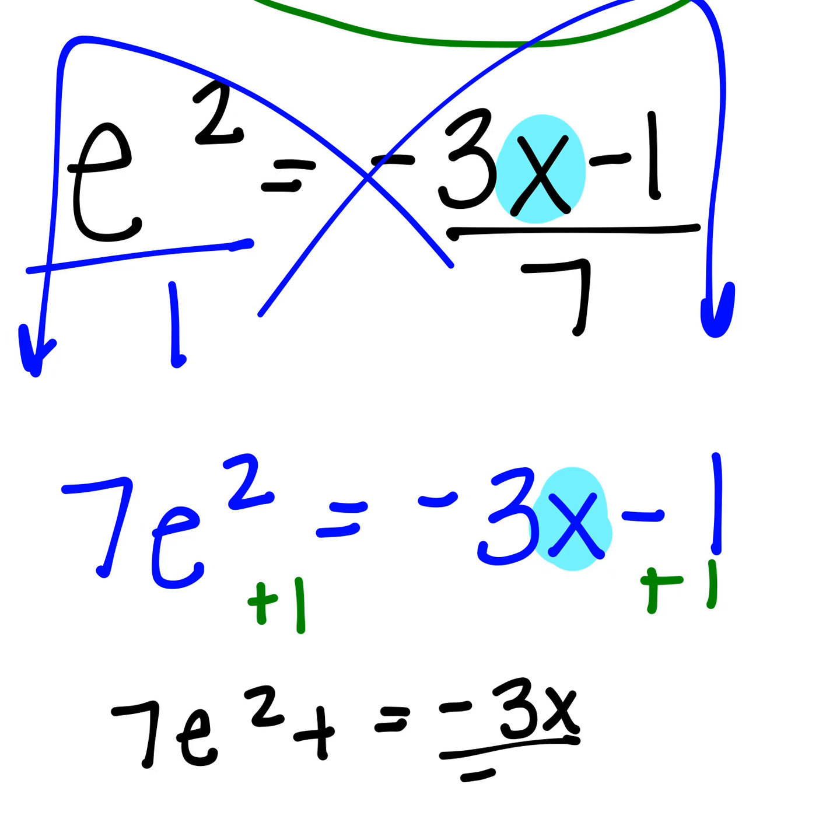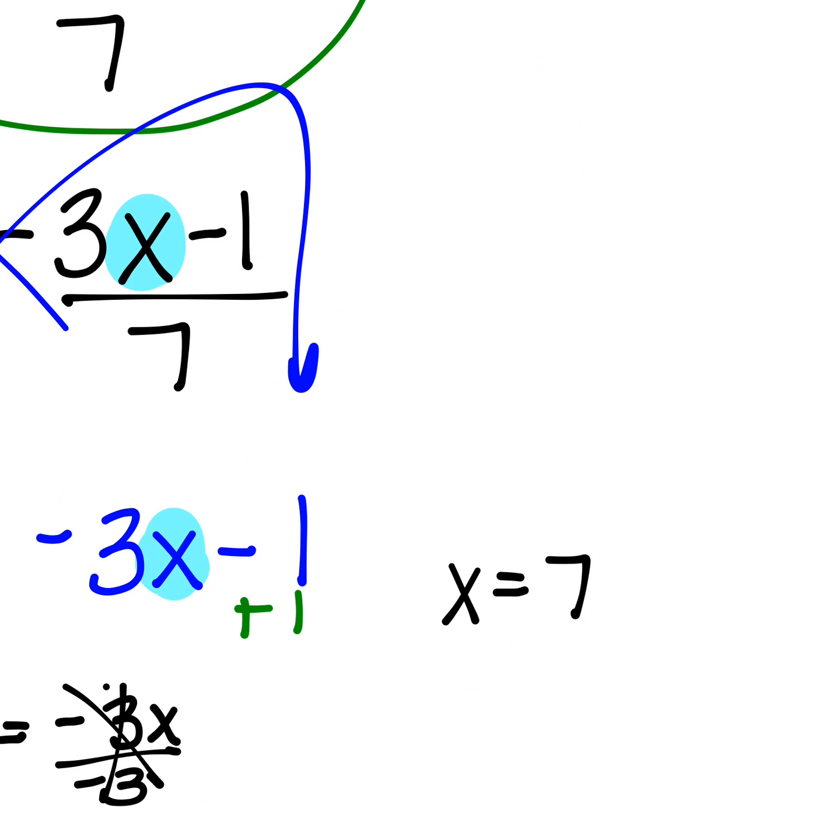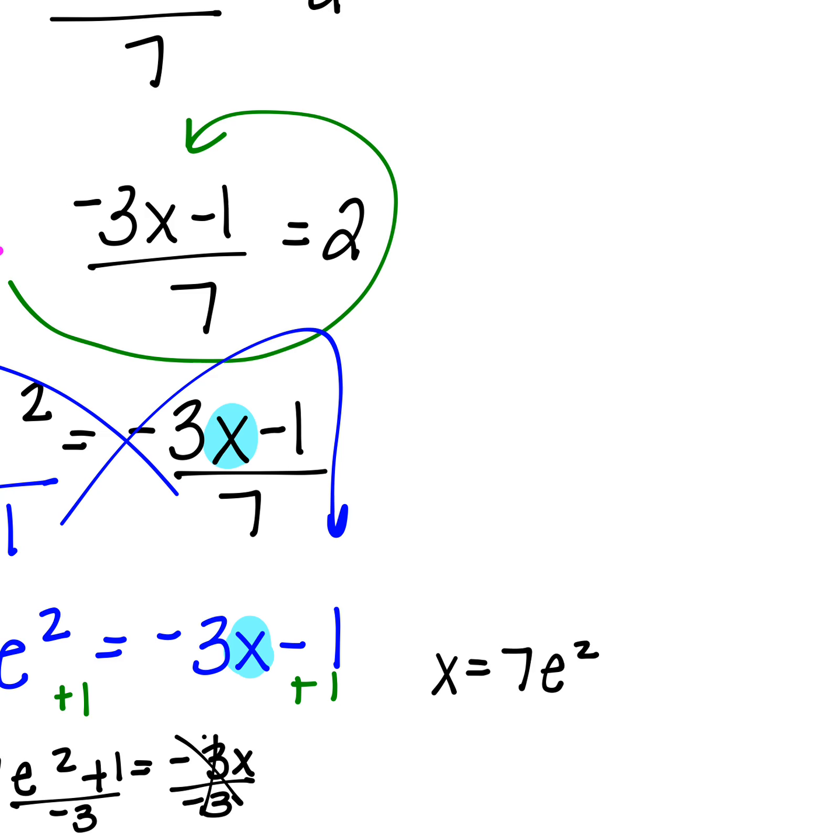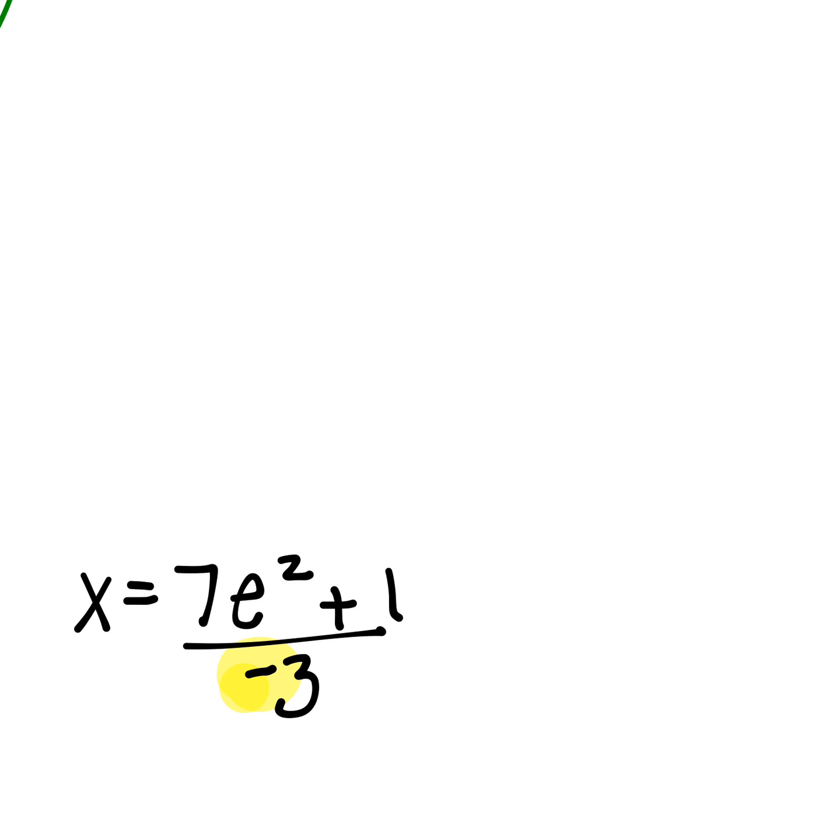And now we're just going to divide by negative 3. Oh, I forgot my 1. Negative 3. So those negative 3's cancel, and we're left with x equals 7e squared plus 1 divided by negative 3. Okay, I never like my negatives on the bottom here. It just looks bad. So we're going to just change all the signs. We're really multiplying everything by negative 1. So it just changes all the signs.